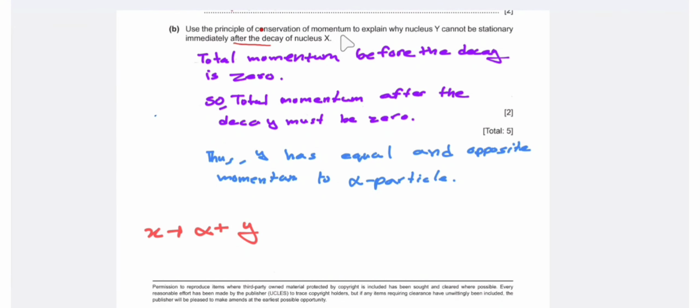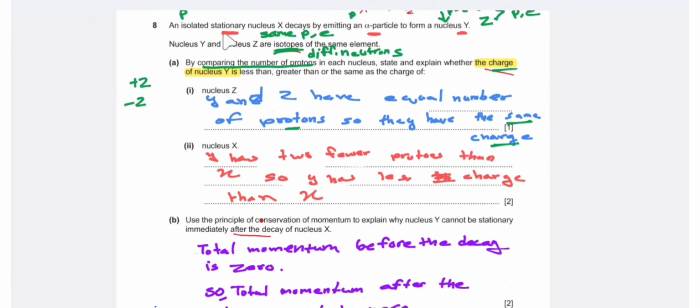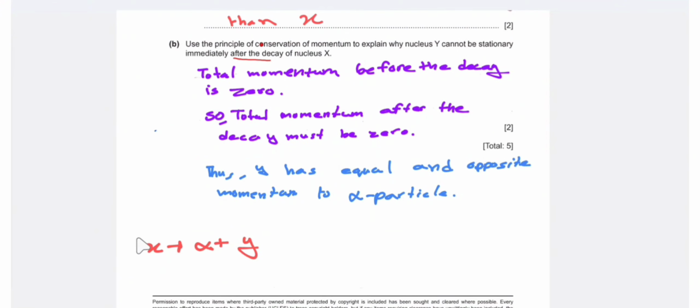Now use the principle of conservation of momentum to explain why nucleus Y cannot be stationary immediately after the decay of nucleus X. So, an isolated stationary nucleus X. Initially X is stationary, and X decays to form an alpha particle and Y. By the principle of conservation of momentum, momentum is always conserved. So the total momentum before the decay is equal to the momentum after the decay.